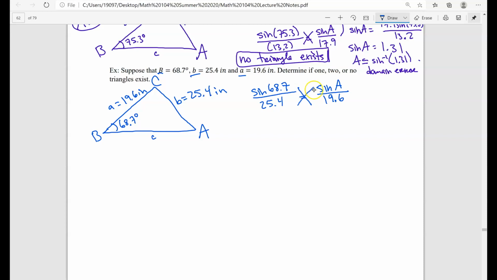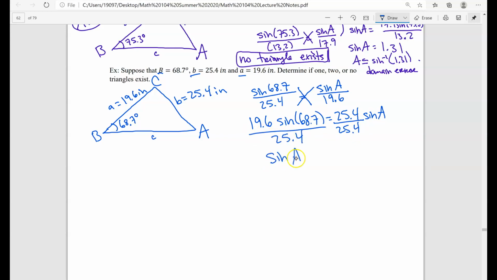So let's cross multiply. So you're going to get 19.6 sine of 68.7 is equal to 25.4 sine of A. And let's divide by 25.4. So we got that the sine of A is going to be equal to, so let's put this in our calculator. So 19.6 sine of 68.7 divided by 25.4. And I end up getting 0.7189, something like that. Okay, so notice that here a triangle will exist.